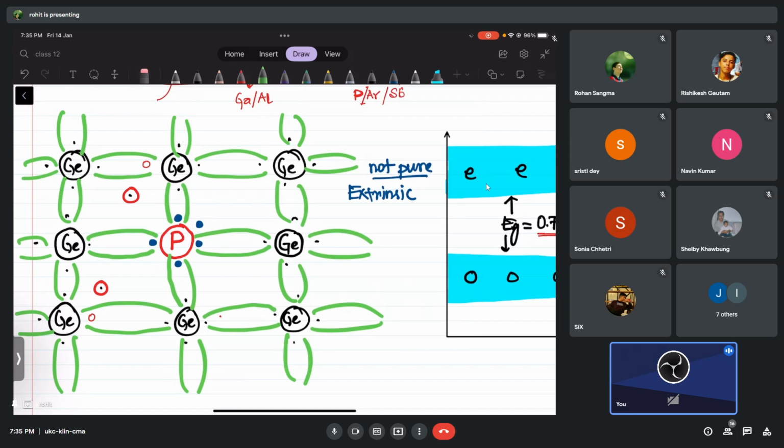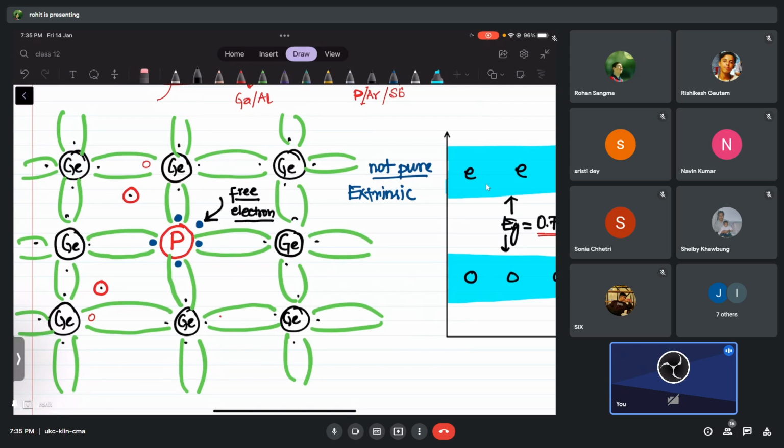Now look at this electron. Please be careful with this electron. You tell me, what is this electron? First of all, do you agree that this electron belongs to phosphorus or germanium? Phosphorus. But is it forming a bond with germanium or not? Not forming a bond. Can I call it a free electron or not? Yes. Okay, all of you agree with this? Just check.